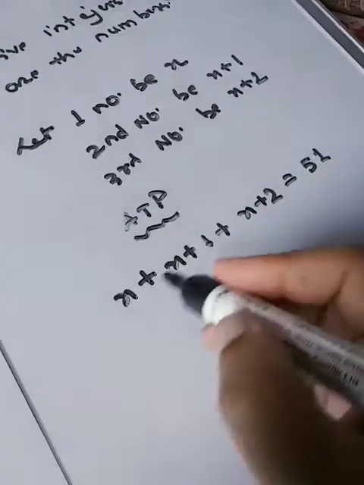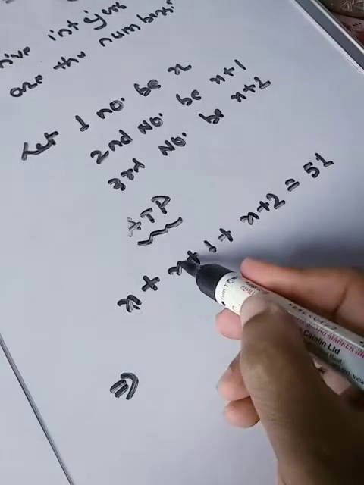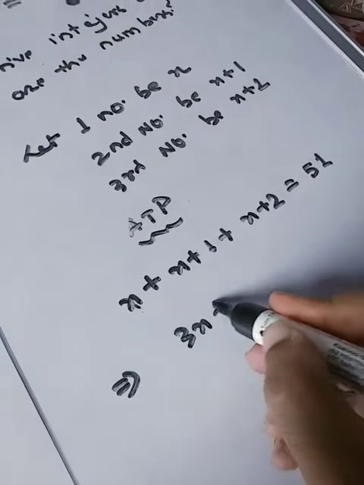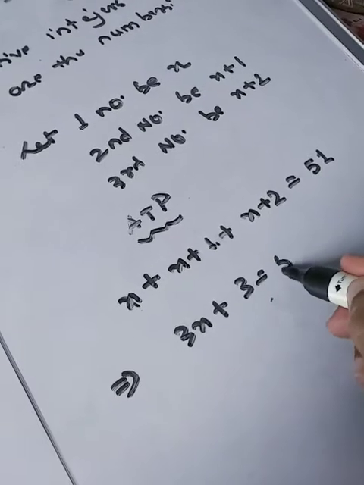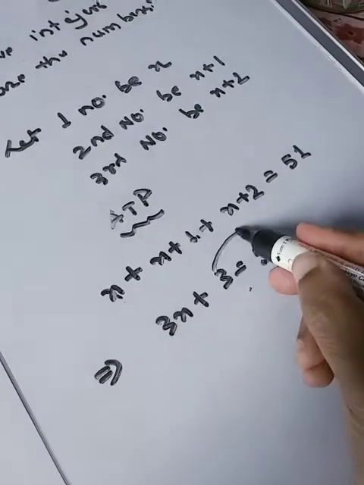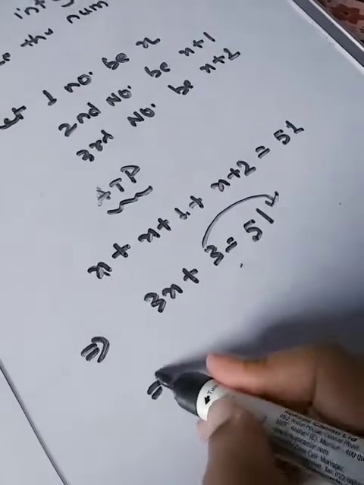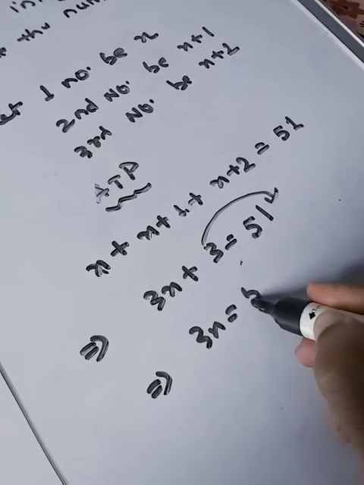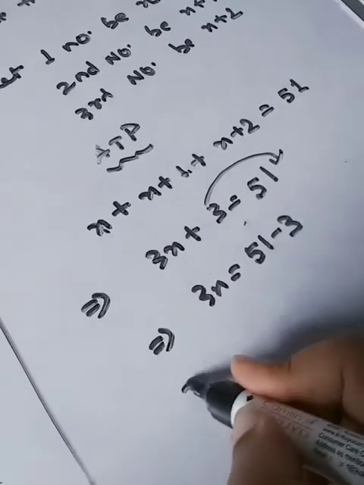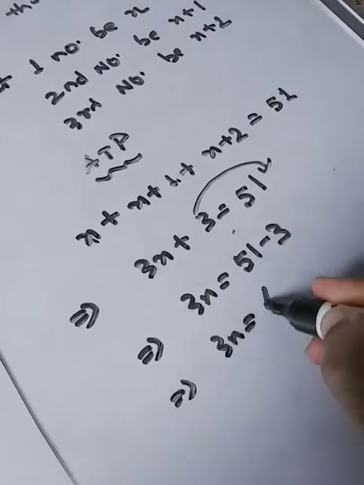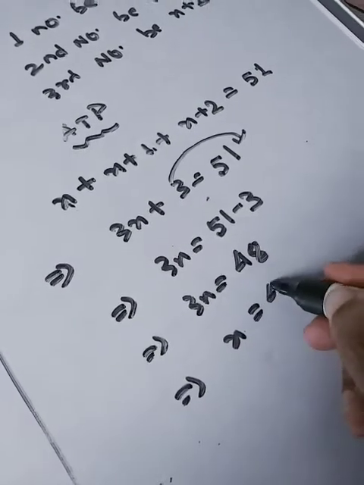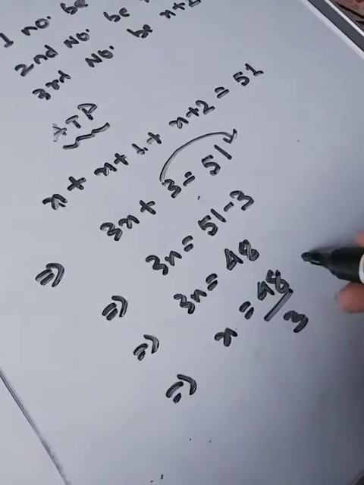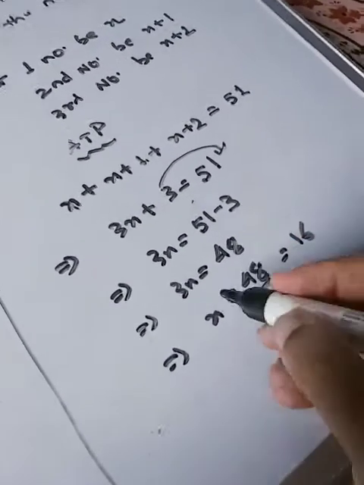Now we have to solve this equation. How many x are there? 1, 2, 3. So it will be 3x. Add up all the constant terms, that is 1 plus 2 is 3. Now take the constant term towards the right hand side. So it will look like 3x equals 51 minus 3. So it will be 3x equals 48. Now transpose this 3 towards the right hand side. So it will look like 48 by 3. The answer is 16. Now x is 16.